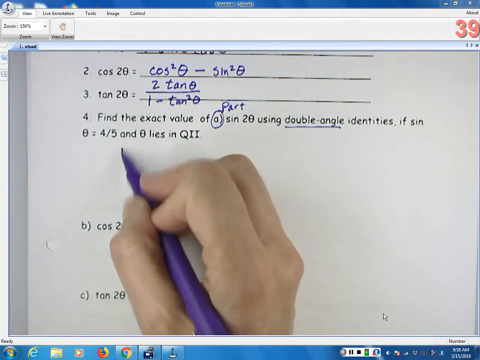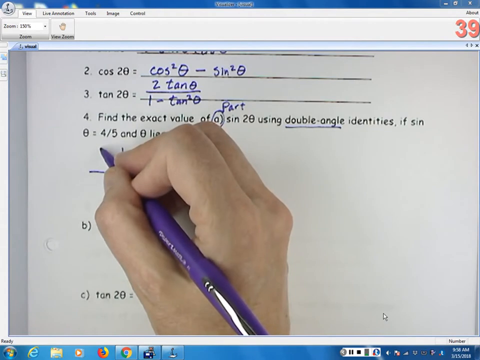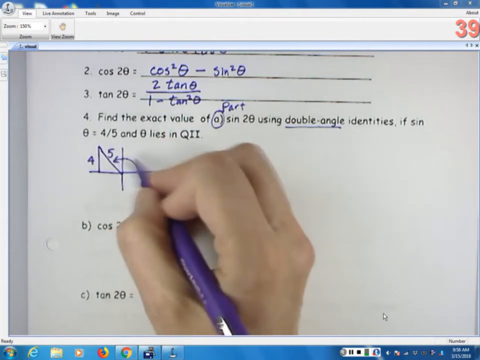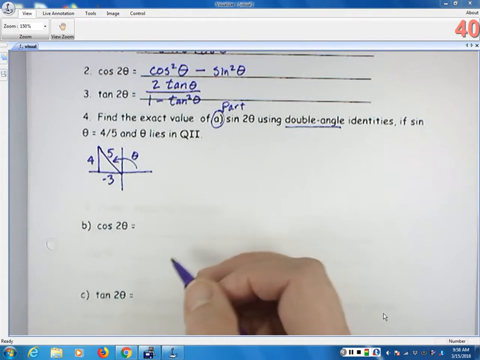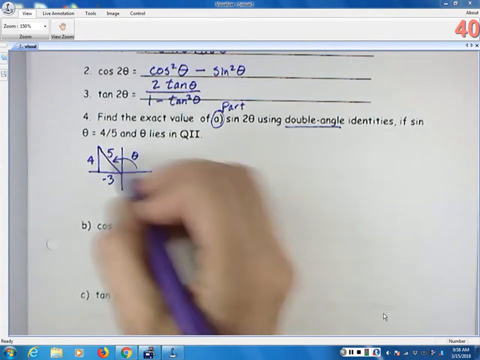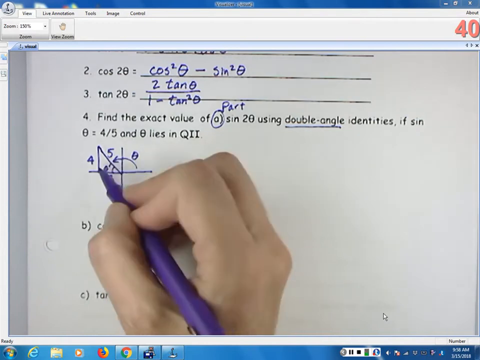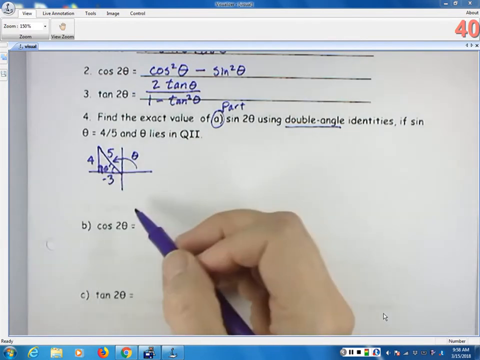Okay, this is the same angle we drew before. Actually, I guess it goes up like this. 4/5. This is our theta. And this is -3. We found it before, right? In the other section. Okay, that's our theta. This is our theta prime, the reference angle. This is a 90-degree angle. Okay, so that's the picture.